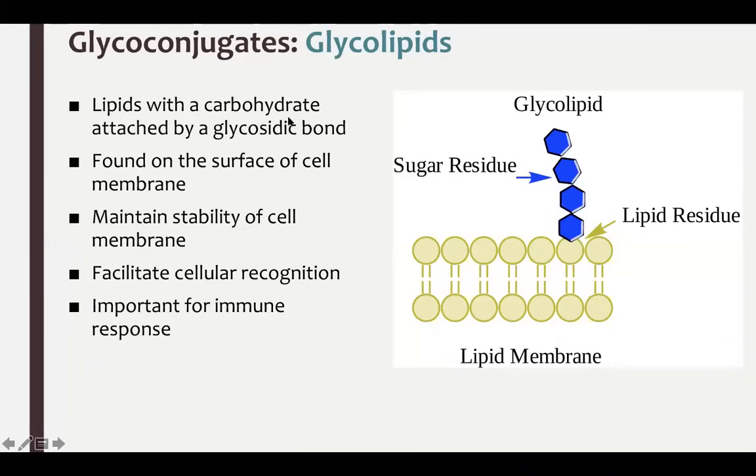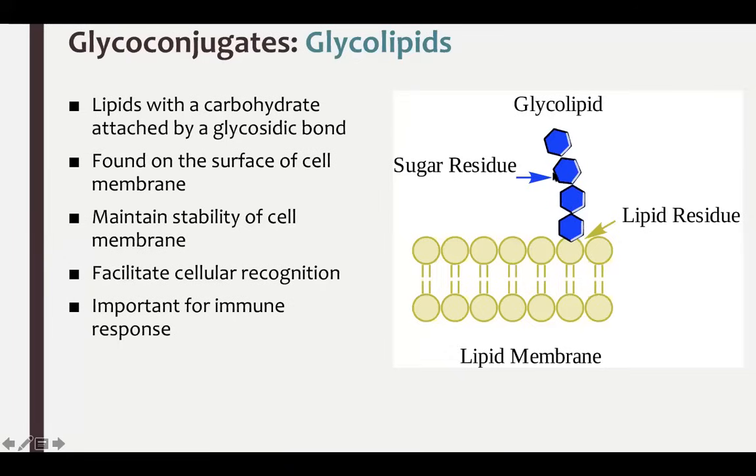And then comes the glycolipids. These are mainly lipids where carbohydrates are attached. This is the lipid bilayer membrane, you can see it in the plasma membrane. These are the sugar residues, and sugar residues are joined to the lipid surface. So these are called glycolipids. They are mainly found on the cell surface of the cell membrane, and they are responsible for the maintenance of the stability of the cell membrane.